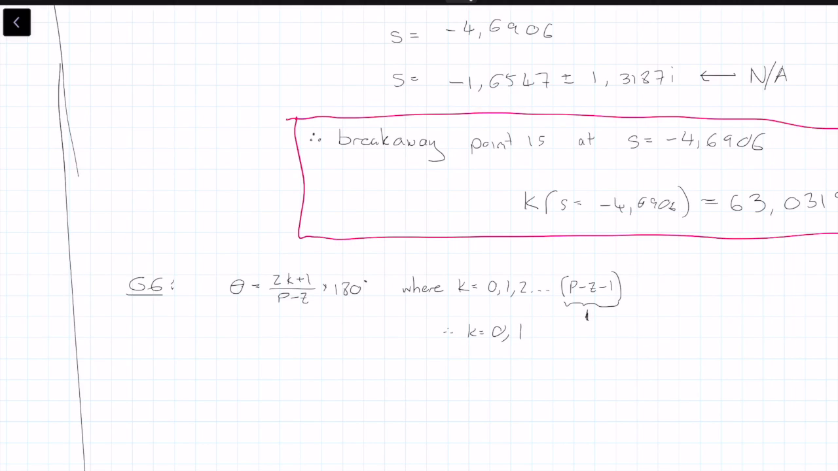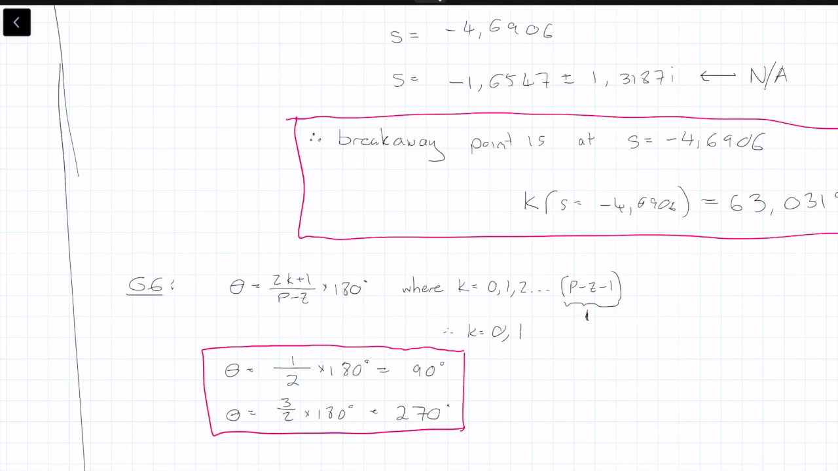So we start off with theta equal to 1 over 2 times 180 degrees. Yeah, so that's 90 degrees. And then theta is equal to 2 times 1 plus 1, all divided by 2. So it's 3 over 2 times 180 degrees, which is equal to 270 degrees. Okay, so that is our angle. So we know what the angles are going to be. They're going to break away at 90 degrees and 270 degrees.